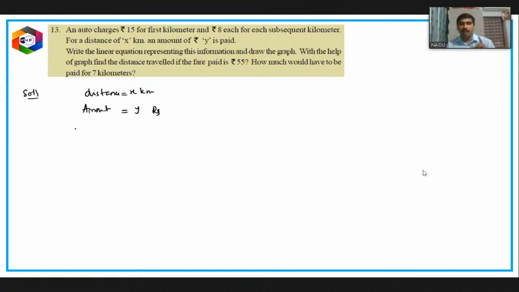Observe, children. Auto charge is 15 rupees for the first kilometer and 8 for each subsequent kilometer. Write the linear equation representing this information and draw the graph. With the help of this graph, find the distance. Now, the amount we are calculating. So how do you get the amount? Amount is equal to first kilometer 15, that is fixed, plus 8 rupees for each kilometer. Is it clear or not? Actually, how many kilometers here? x kilometers. But we should not multiply the total x kilometers.